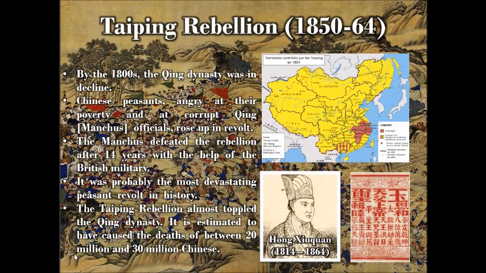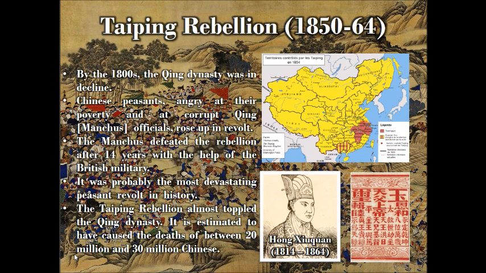Next, the Taiping Rebellion occurred, which was a peasant revolt. By the 1800s, the Qing dynasty was in decline. Chinese peasants, angry at their poverty and at corrupt Qing officials, rose up in revolt. The Manchus defeated the rebellion after 14 years with the help of the British military.